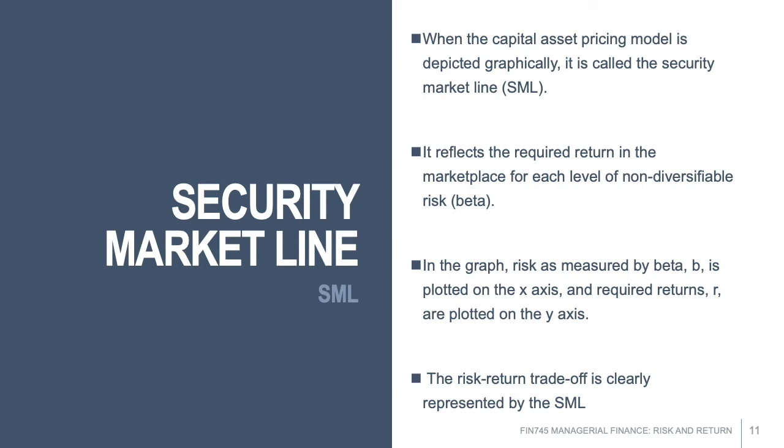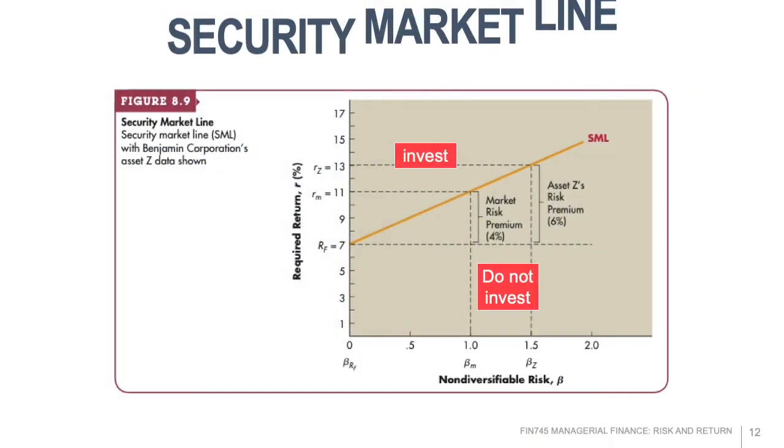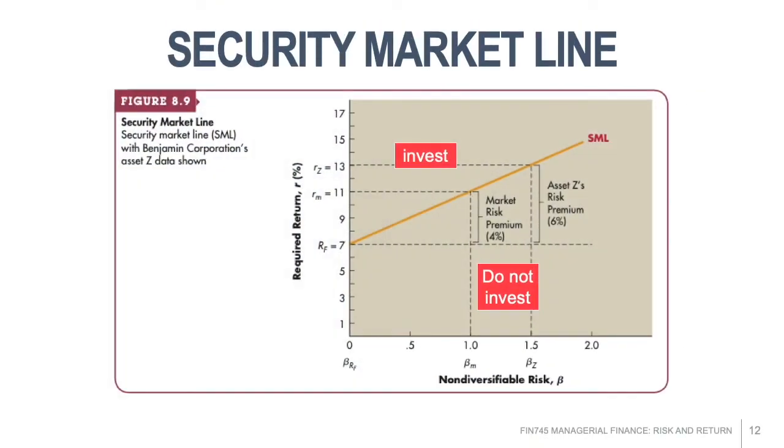So this is an example for the SML, the security market line. How to draw this line? First, you must know that the RFR given in this example is 7%. For the risk-free rate, the amount of beta is 0. So you plot a point for the risk-free rate: return 7, beta 0. So you get one point.